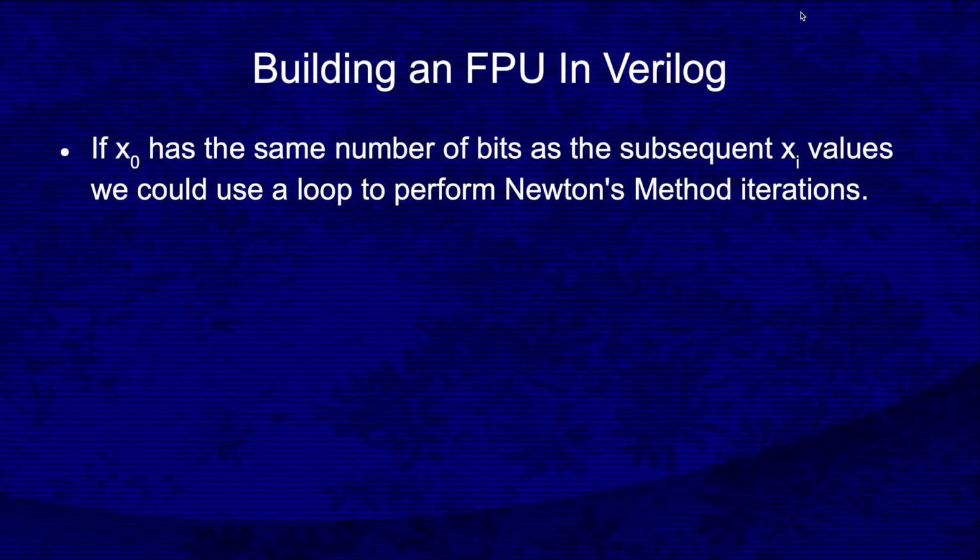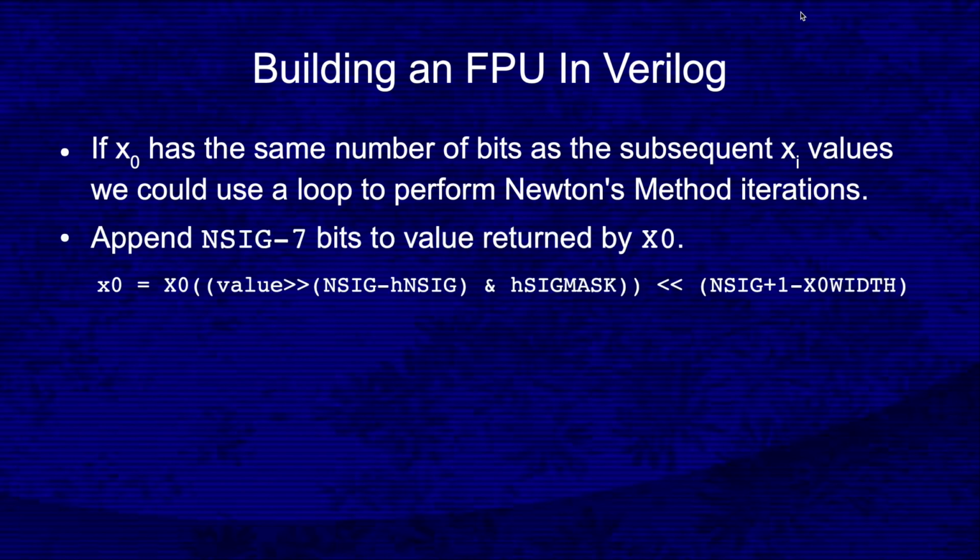If the prototype code appends a string of nsig minus 0 bits to the x sub 0 value, then the number of bits in x sub 0 and the subsequent x sub i values would be the same, and the prototype code could use a loop to compute the reciprocal of the significand. So that's what I'm going to do.